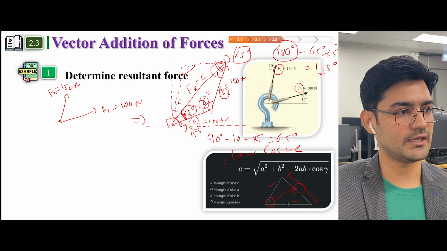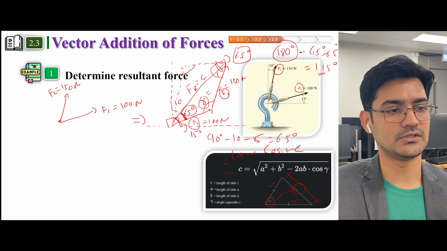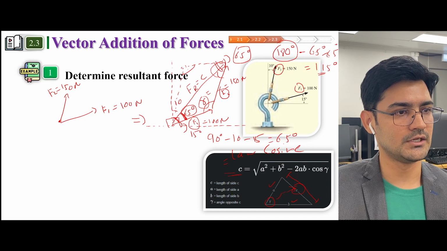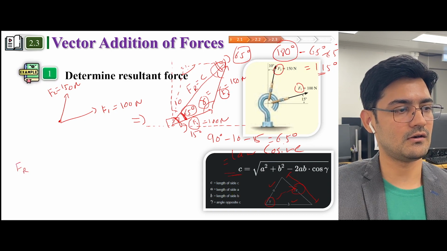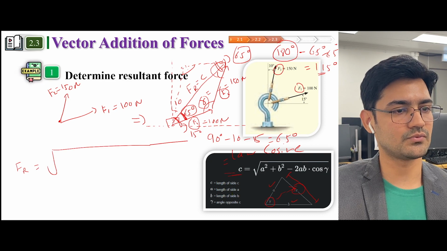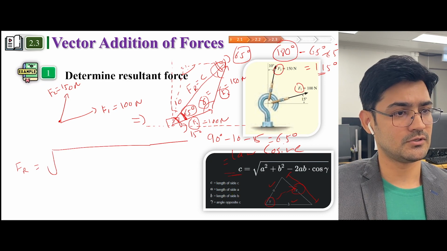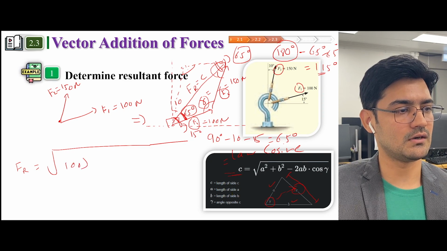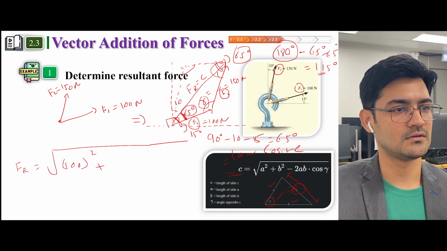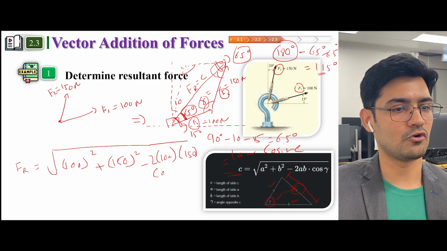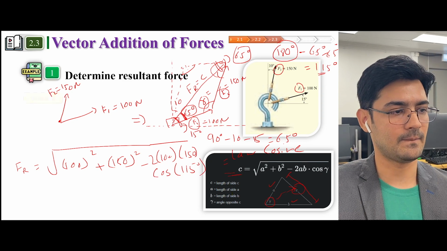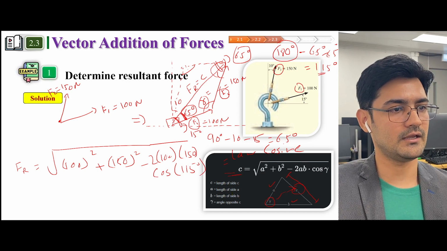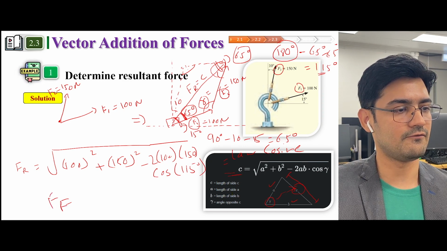So all you have to do is input the values. Now let's use this formula. C is Fr, and C square is A square, which is 100 square, plus B square, which is 150 square, minus 2 into 100 into 150 into cos of 115 degree. And if you try to solve this, you will get the resultant force.